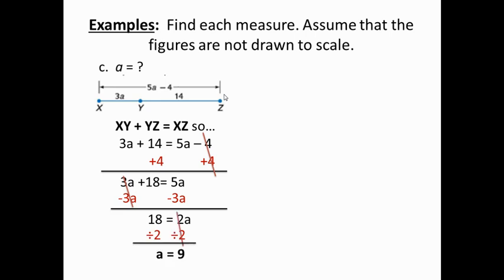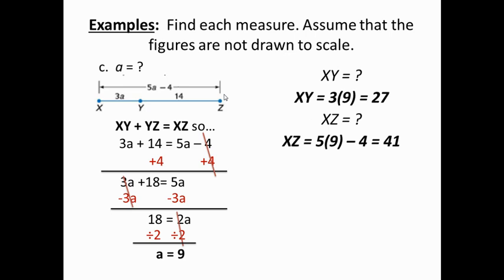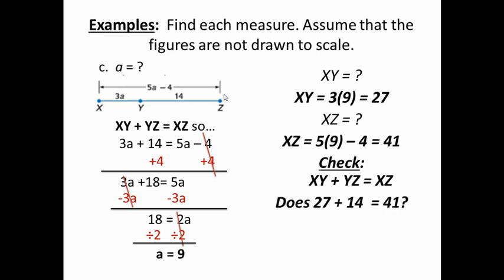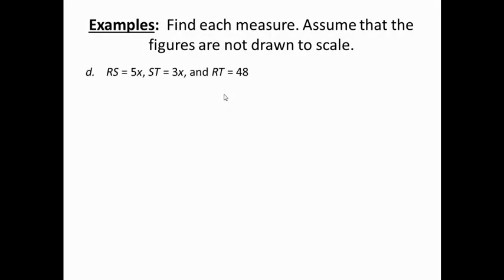So A equals 9. I could then ask you follow-up questions like, what does XY equal? Well, XY was 3A, so do 3 times 9. That's 27. And then I can ask you, what's XZ equal? Well, 5A minus 4. 5 times 9, that's 45, minus 4, that's 41. And then you could always check. Remember, it's supposed to be XY plus YZ equals XZ. So does 27 plus 14 equal 41? Yes, it does.